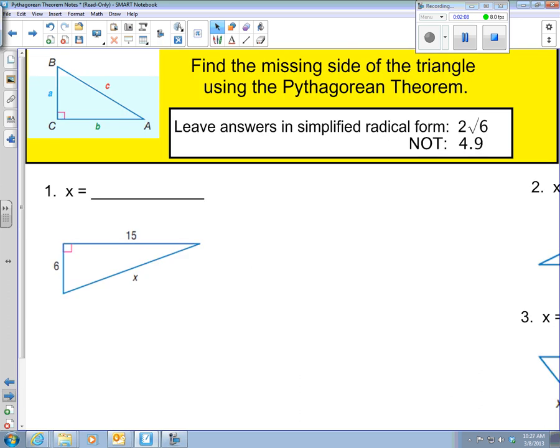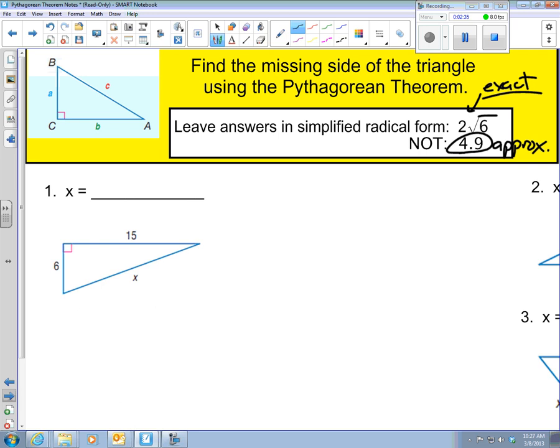You've done it before. Leave answers in simplified radical form. Radical form is an exact answer. If they ask you for an exact answer, you'd simplify your square root, and I'll show you how to do that. We've done that before. If they just want an approximate answer, then you can just do the decimal answer.